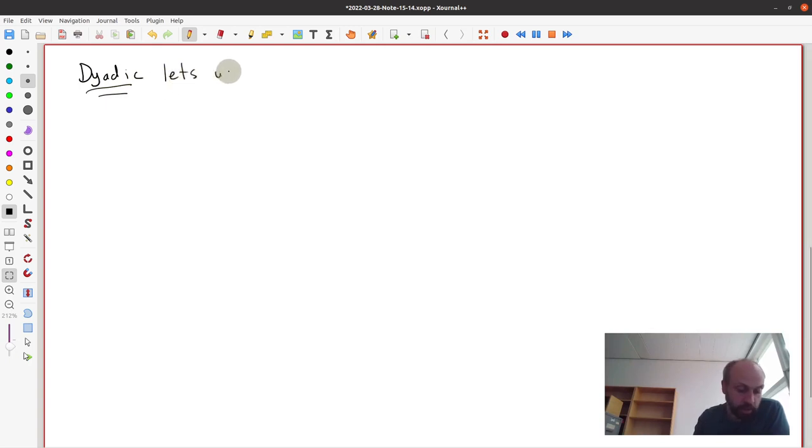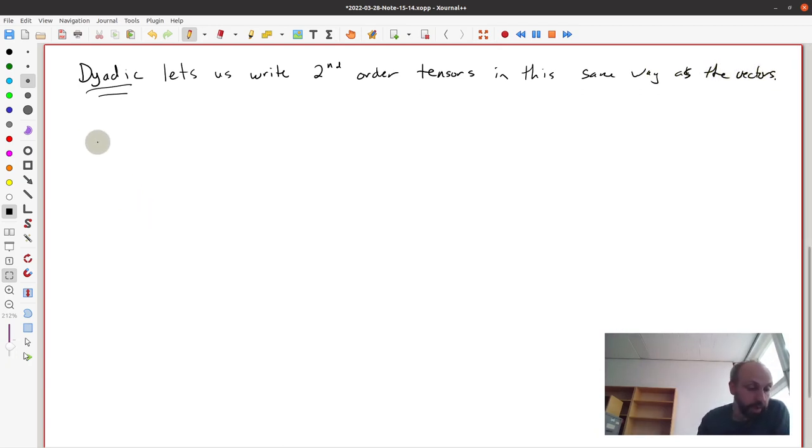So a dyadic lets us write second order tensors in this same way as the vectors. So if I were to write that inertia matrix that I showed above, it's a dyadic, it's going to look something like this. I use the Breva accent here for dyadics. Okay, it's still of the body B with respect to O, so we'll keep that in there. But I will then make a summation of terms that look like so.